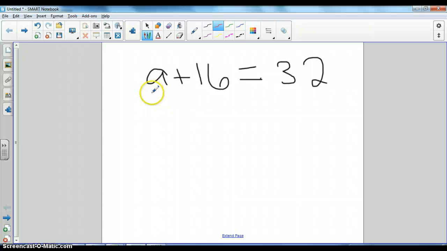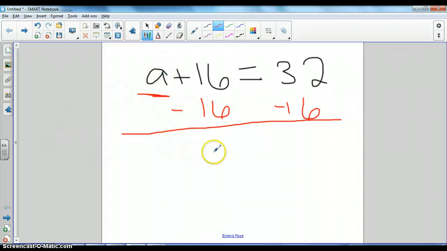So this first one says a plus 16 equals 32. Since it's plus 16, we need to subtract 16 from both sides. Our whole goal when solving equations is to get the letter all by its lonesome. So we're going to do minus 16 and minus 16.